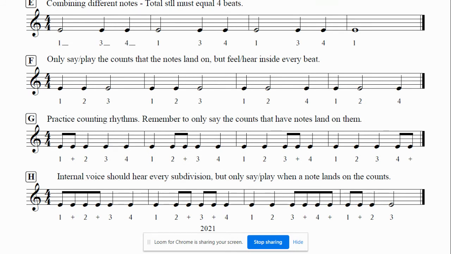Line H. Hear that metronome keeping the beat for us? Ready, begin. 1 and 2 and 3, 4. 1, 2 and 3 and 4. 1, 2, 3 and 4 and 1 and 2, 3, 4. Off. Right? That is Counting Rhythms, page number 1.